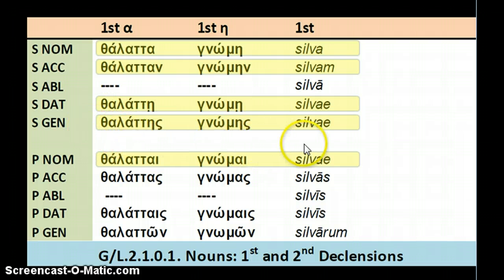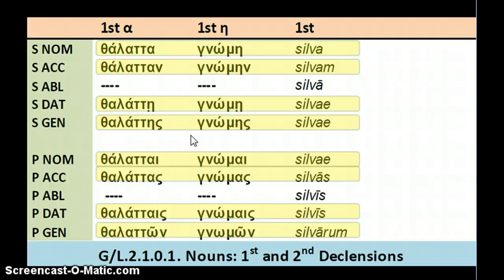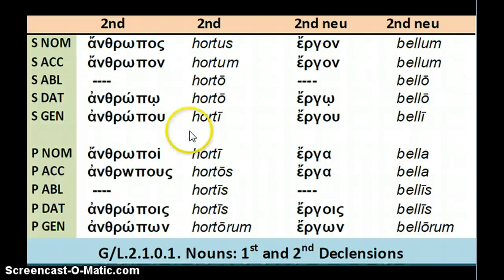Genitive, it's not as pretty. Thalates, gnomes, silvae. But the plural nominative, thalatai, gnomai, silvae. Oh my goodness. Thalatas, gnomas, silvas. Oh my goodness. Thalatais, gnomais, silvis. And then, of course, the genitive plural, thalaton, gnomon, silvarum. First, second neuter, and second declension.